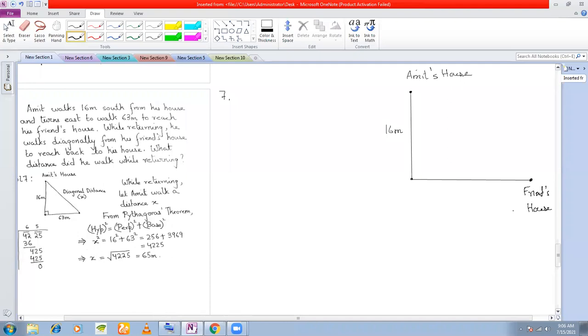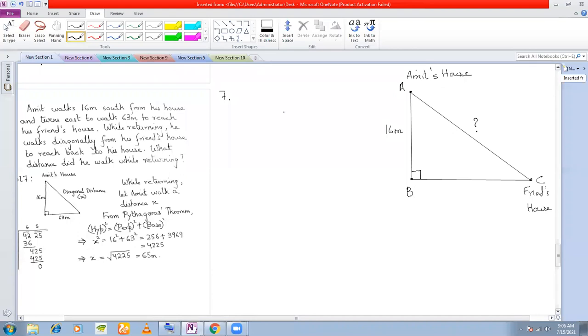While returning, going back to his house, he walks diagonally from his friend's house to reach back to his house. From his friend's house, he walks diagonally this way and then he reaches his house. So this is a 90-degree angle here. The question is what distance did he walk while returning? If I call this triangle ABC, then you have to calculate the length of AC.